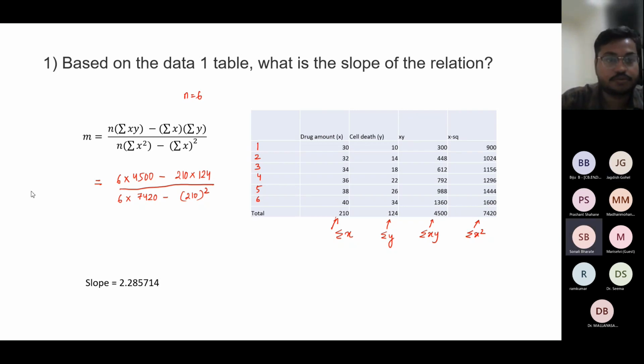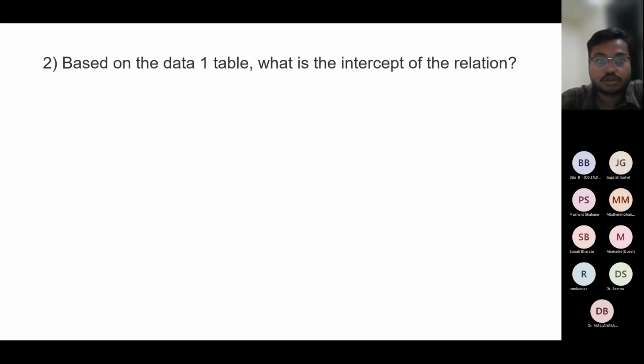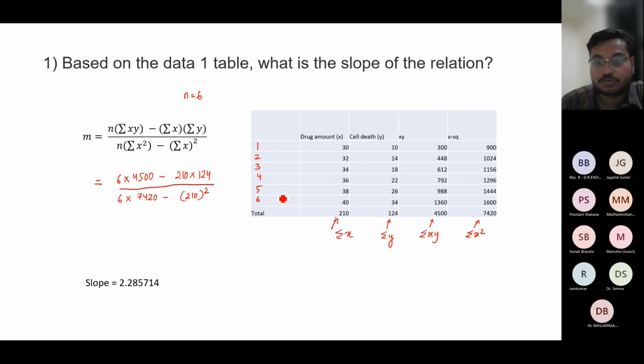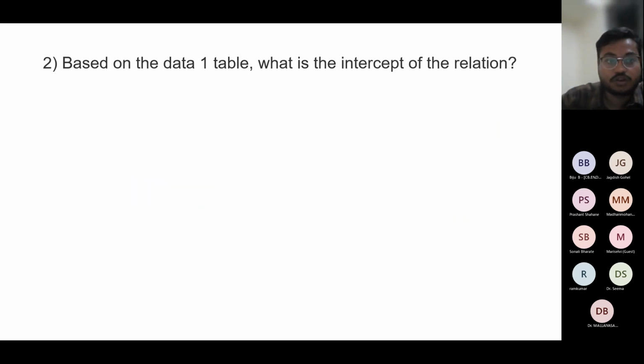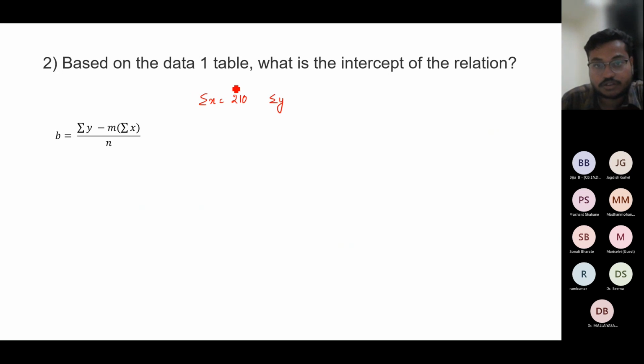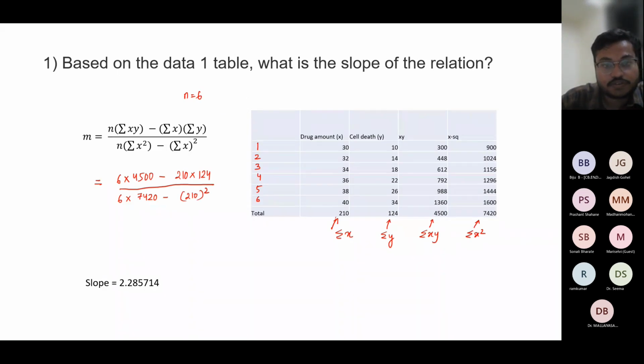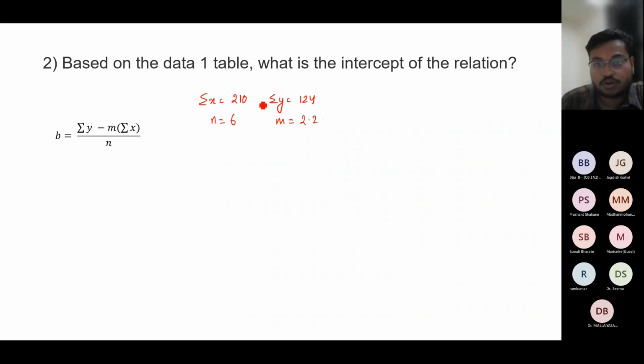Similarly, based on the data in table 1, what is the intercept of the relation? Intercept is given by the equation, summation of y minus m into summation of x, divided by n. From the previous question we have the values for summation of x and summation of y, which are 210 and 124. N here is again 6, the number of data points. M is the slope that we calculated in the previous question, which is 2.28575.